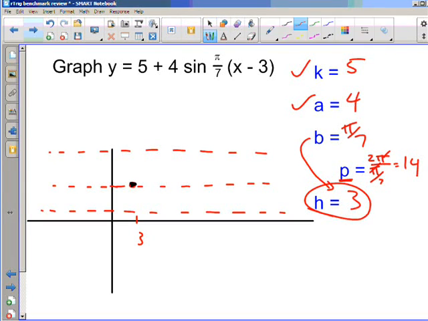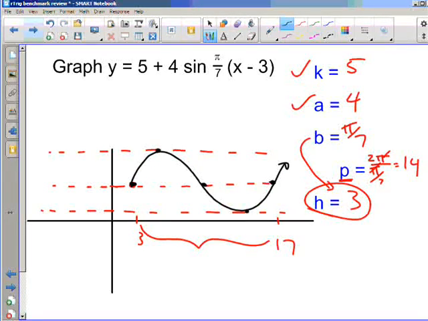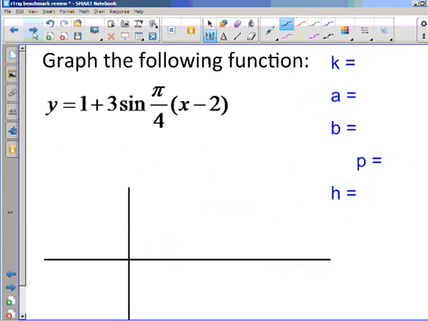And then the period being 14, I just add 14 to 3, which puts me at 17. Again, a sine curve starts and ends in the middle. Halfway through is in the middle, goes up to its max, down to its min. So something like this. Go ahead and try this one, see how it goes, and then I'll sketch the graph.